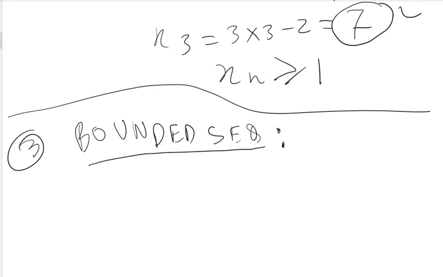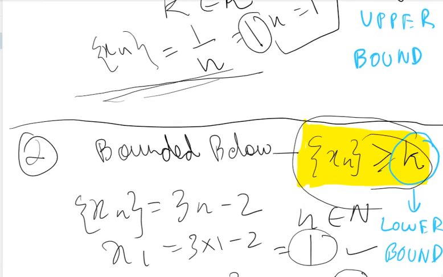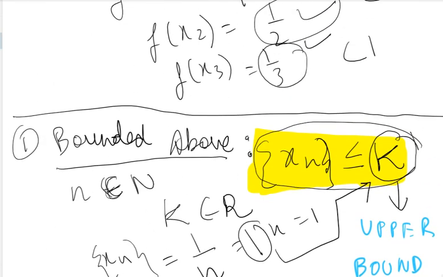So what is a bounded sequence? When x of n, the sequence, is less than equal to some capital K but greater than equal to some small k value, we have differentiated the two k's. You can write a and b over here. It will be greater than equal to some value a and less than equal to some value k. So what have we done? We have actually merged these two things, this one and this one.